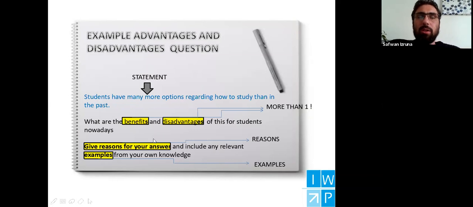So here we have "what are the benefits". So this is the plural, and "disadvantages" also in the plural.